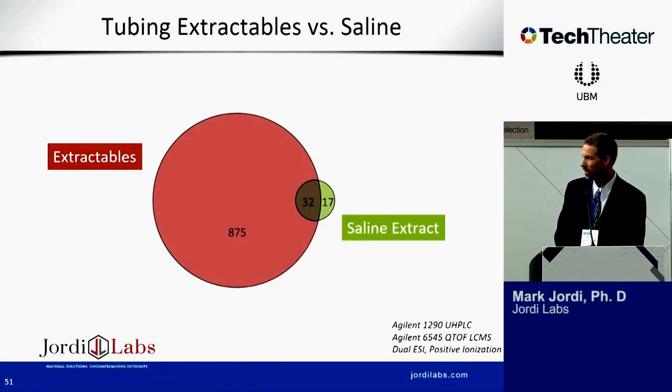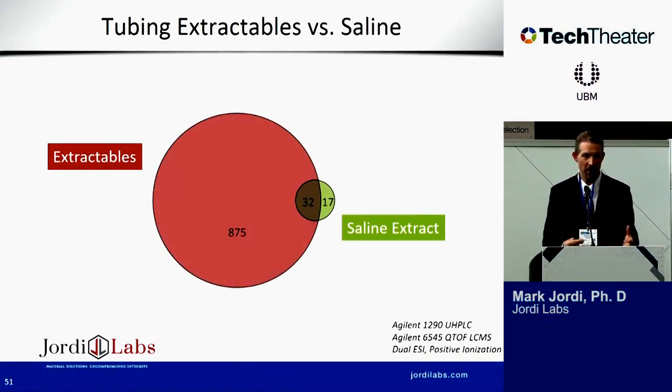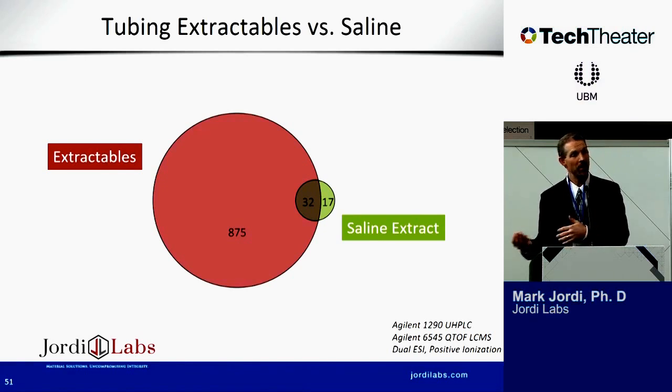And one other comparison is this one. This compares the saline versus all of the other extraction solutions for the tubing, and you'll see that there are 17 components which are unique to that saline extract. The point I want to make with this slide is that it's very important what condition is chosen for the leachables, because every solvent has its own unique solvent strength, and even though we've done 3 other extractions with stronger solvents, there are still 17 unique constituents.